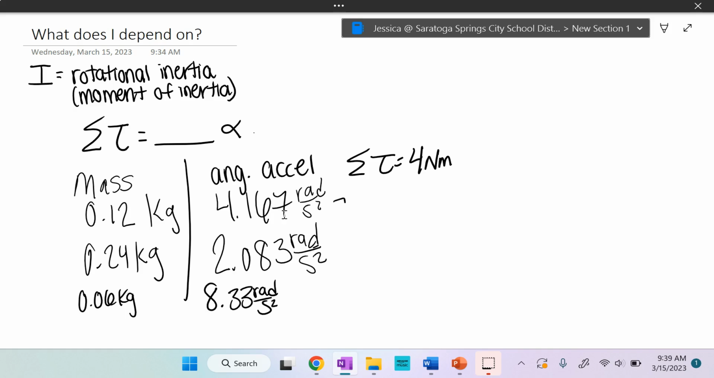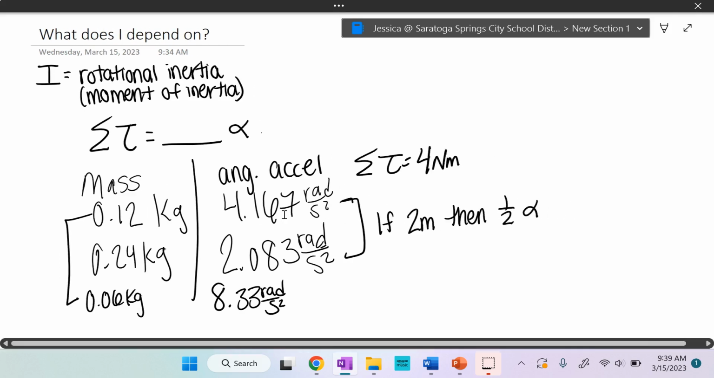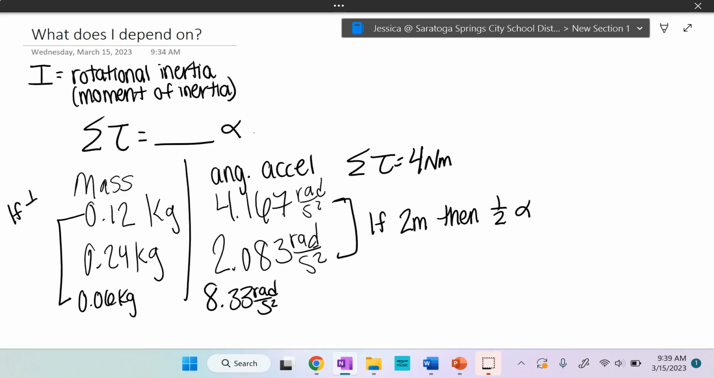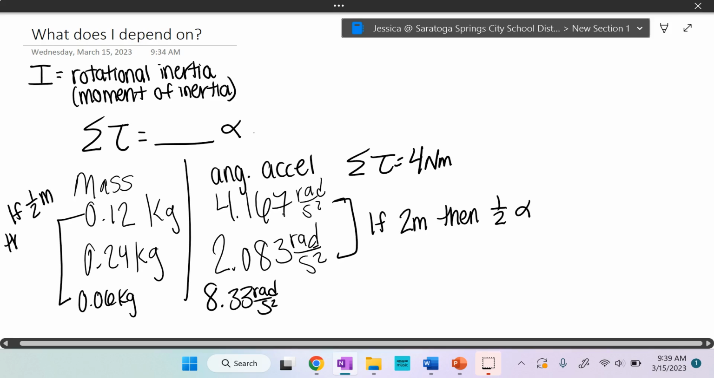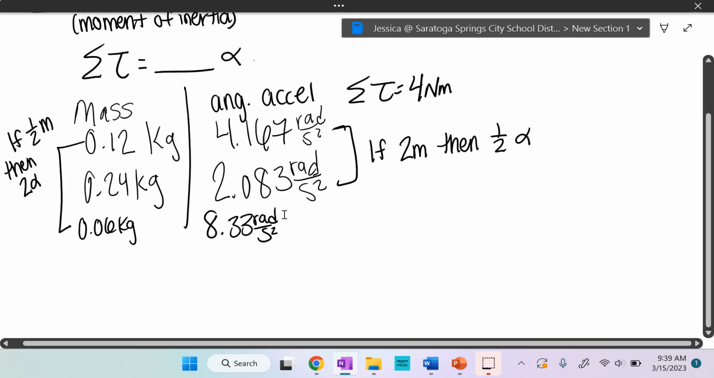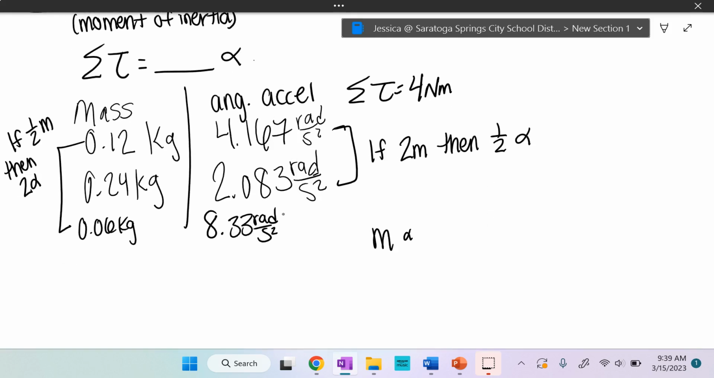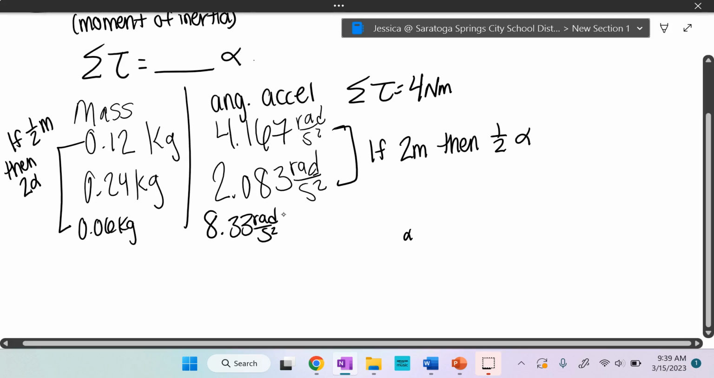Now, like I said, I am seeing a pattern. So what I'm seeing between these first two is that if my mass doubles, so if I get 2m, then that leads me to half the angular acceleration. And between these two, I saw that if I halve the mass, then I get twice the acceleration. So that tells me that there is an inverse relationship between mass and angular acceleration.